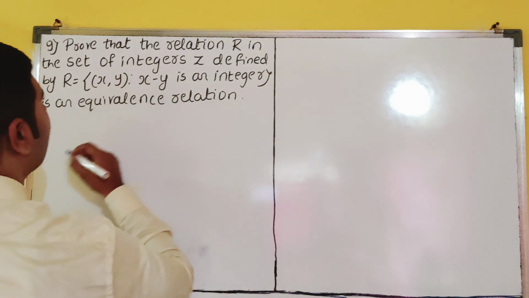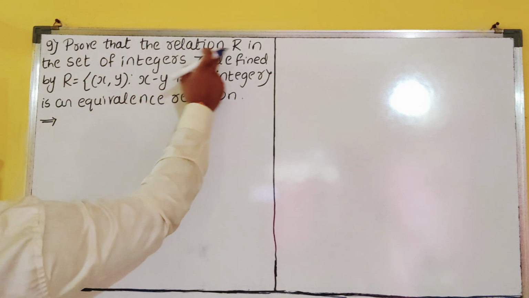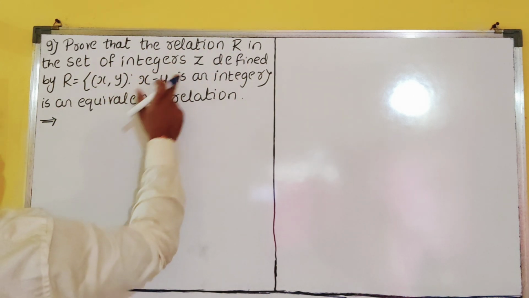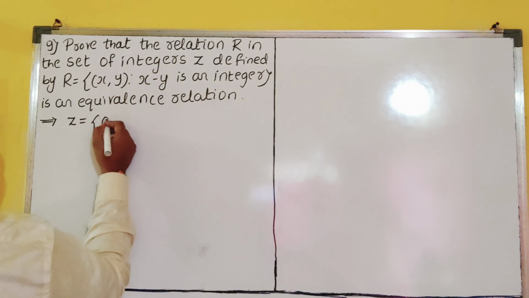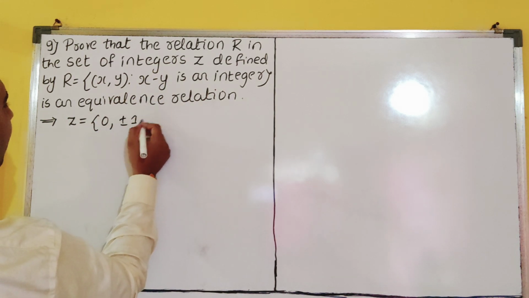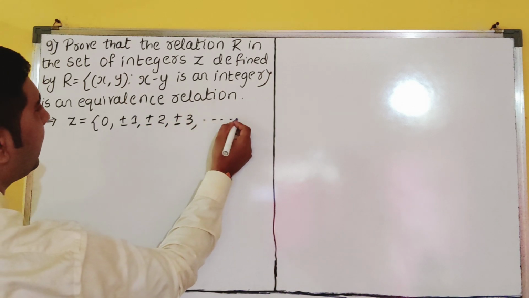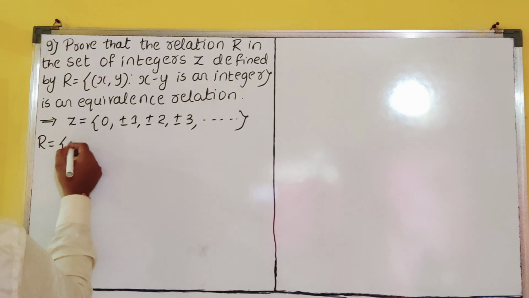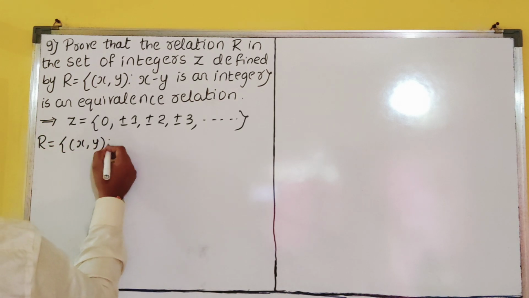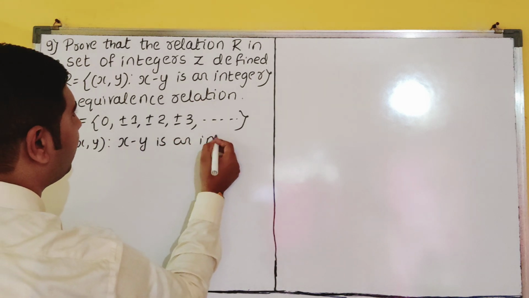Fine. So now, what is the set given? The set is given as the relation R in the set of integers Z. Integers are given. Z means, you know, everyone: 0, plus or minus 1, plus or minus 2, plus or minus 3 and so on. This is what your Z is. Correct? And R is defined as (x, y) such that x minus y is an integer.